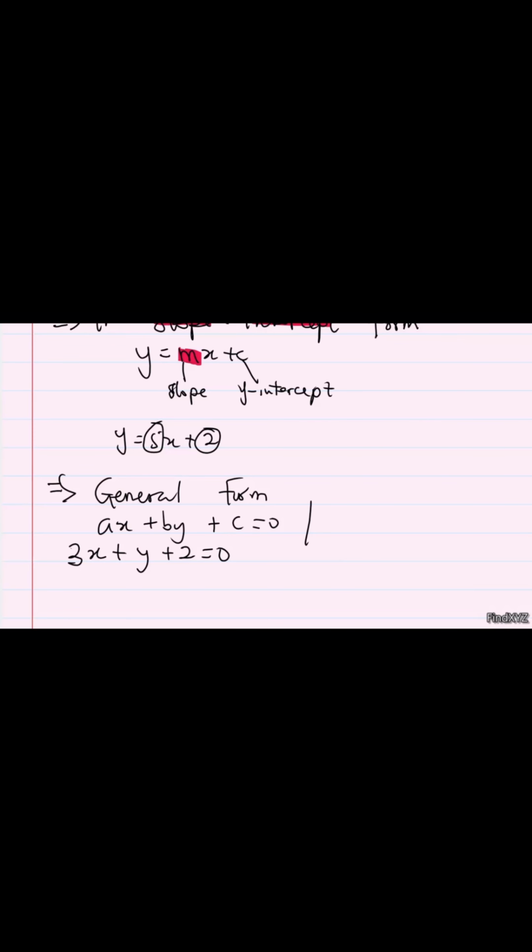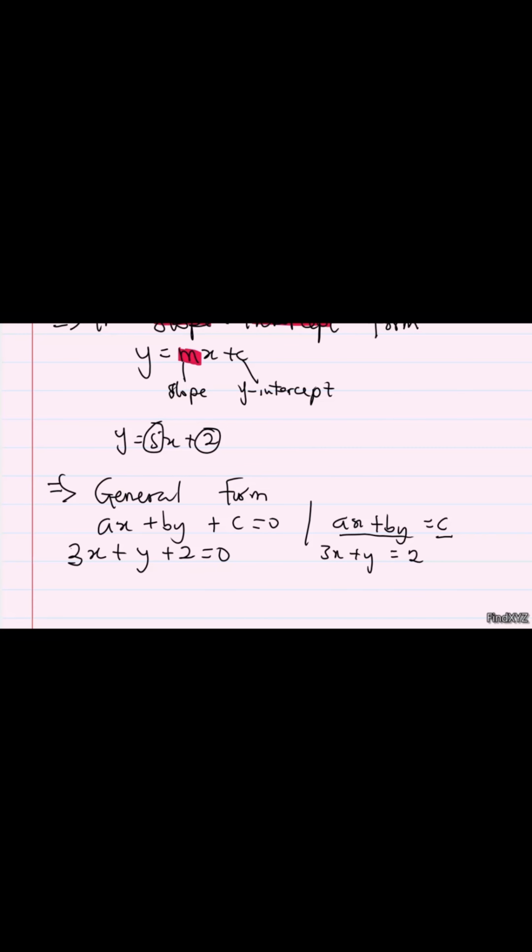Also, we can arrange it in this format: ax plus by is equal to c. This is also an acceptable way of writing an equation of a line. So for example, if I have 3x plus y is equal to 2. Okay, this is another form of representing the equation of a line. Ax plus by plus c is equal to 0 and ax plus by is equal to c are all acceptable ways of representing the equation of a line. Mind you, if I put on a suit, I'm still the same person. If I wear a jersey, I'm still the same person. Is that okay?